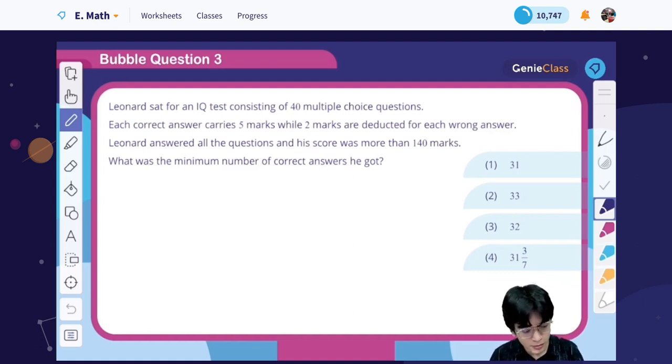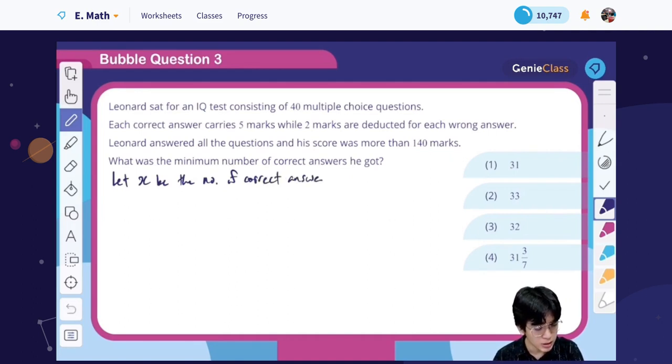Okay, so we have this problem where you have an IQ test with 40 multiple choice questions. Each correct answer is 5 marks and wrong answer -2 marks. Okay, so let's just say we introduce the variable x. Let x be the number of correct answers, so that we can use algebra, because they did not introduce any x inside the question, so we have to write this.